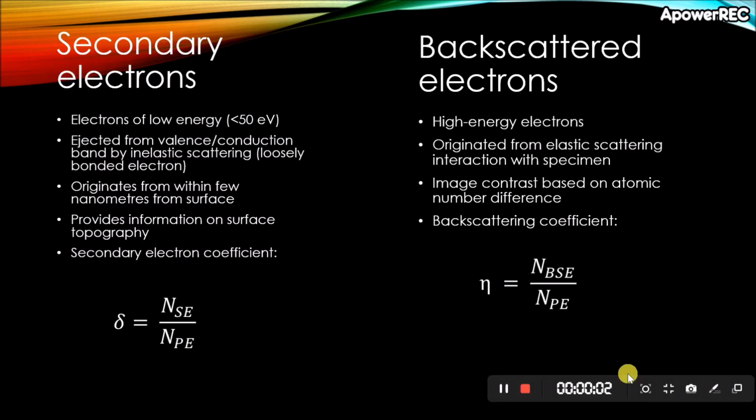In SEM, you normally detect the secondary electrons and the backscattered electrons. The secondary electrons are typically of low energy, normally less than 50 eV. As explained before, these are ejected from the valence conduction band by inelastic scattering. Typically, the secondary electrons come from within a few nanometers of the surface, which therefore also provides good information on surface topography.